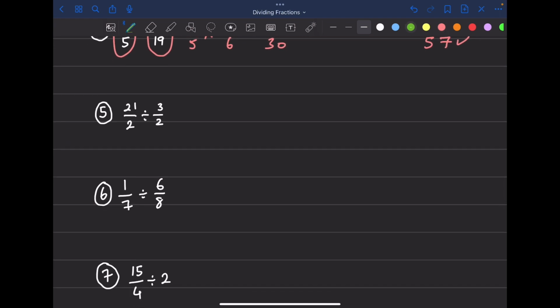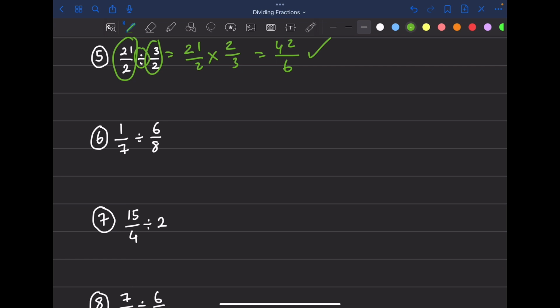And we are done with this also. Question number 5, same thing. So same, 21 over 2. Change the sign, so multiplication, flip the fraction, so 2 over 3. Multiply it again. 21 times 2 is 42. 2 times 3 is 6. And we are done. Once again, it might start to get repetitive, but it's the exact same thing every time.